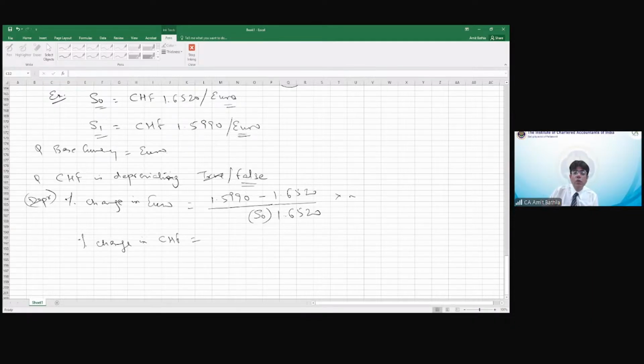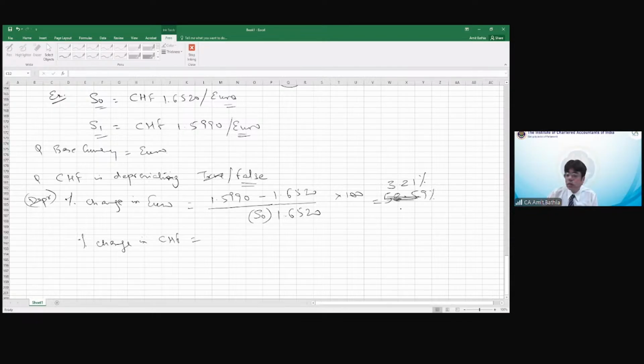1.6520 into 100. So how much? 58.59. No, sir, it's 58.59%. 3.21. No, this is too much, it can't be. How much is it? 3.21. 3.2, sir. 58% can't be there, na? Because it has to then become half of it.